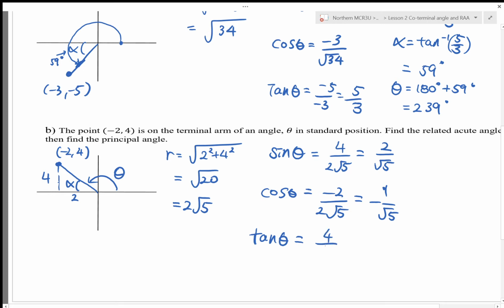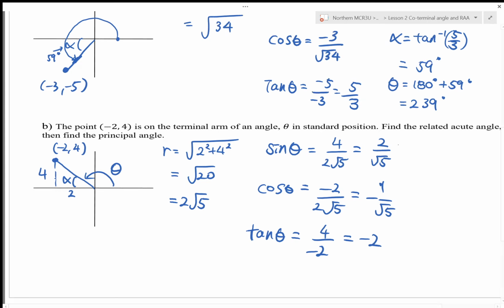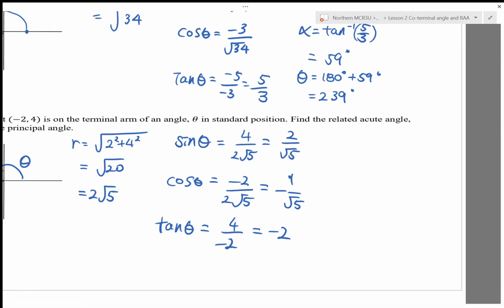So this is the negative 2. Now, just to double check, it's in the second quadrant and it's only sine that's positive. Again, in order for you to find the reference angle alpha, we use a positive ratio. So using your calculator, we can say sine alpha is also equal to 2 over the square root of 5.